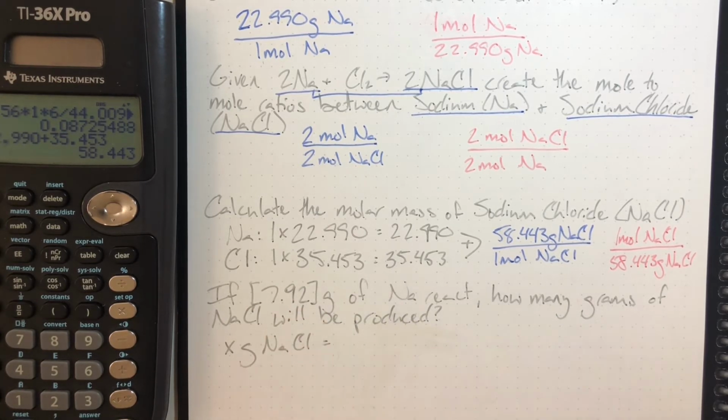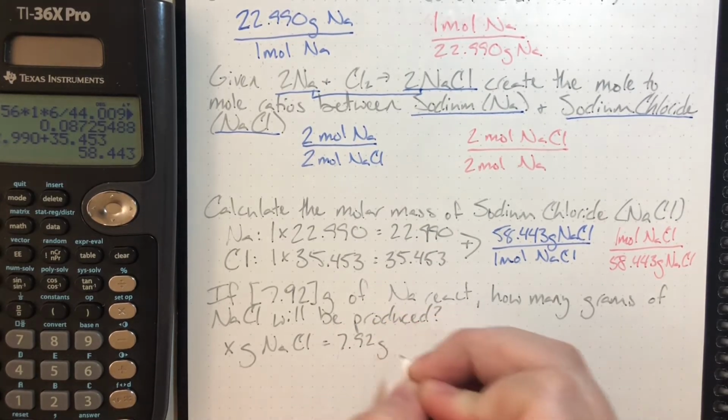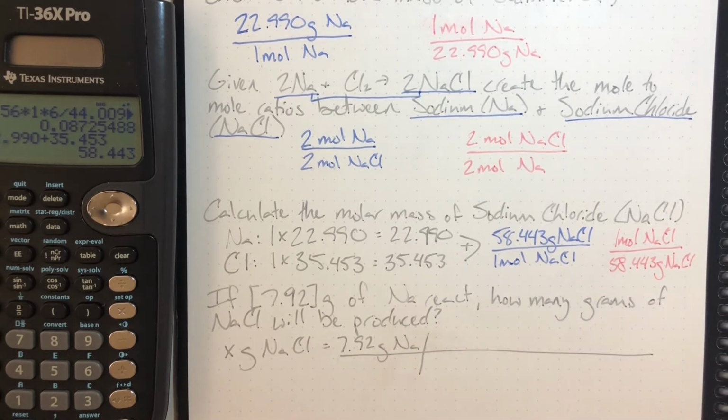You'll notice that the number given in my problem is surrounded by brackets. This is because the number can be different for you, but the steps that I'm going to take are going to be the exact same. So my number given in the problem was 7.92 grams sodium. Then I'll go ahead and set up my dimensional analysis train track.